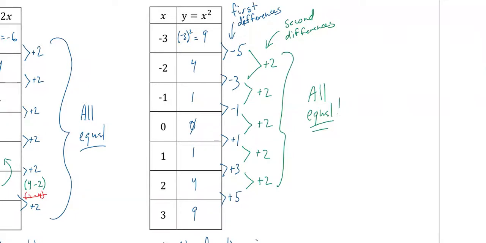So first differences, all equal, linear. Second differences, all equal, quadratic. And you could do third and you could do fourth. We won't in this course. In other courses you would. But that's different kind of stuff. For us, we can stop at 2. What's the other possibility? So let's take a look at this one.